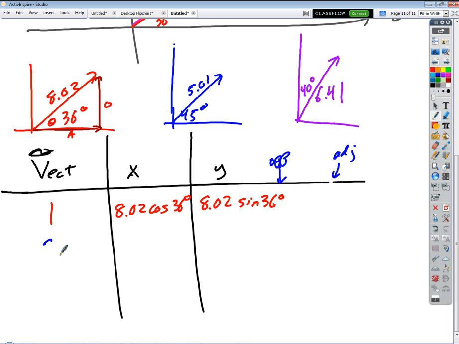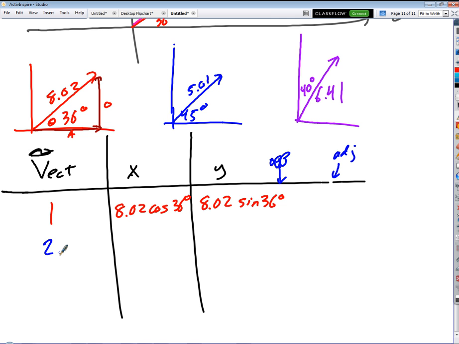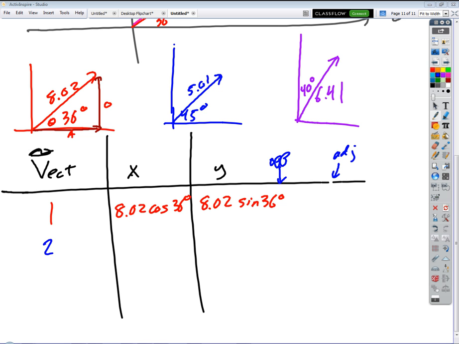Okay, call this vector 2. So for vector 2, let's see, I'm going to start picking on some people here. I'm going to go down the list. I'm going to take roll too, that's how I'll take roll. How's that? Okay, I'll take roll in a second.